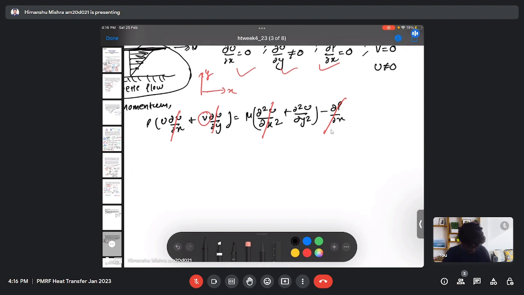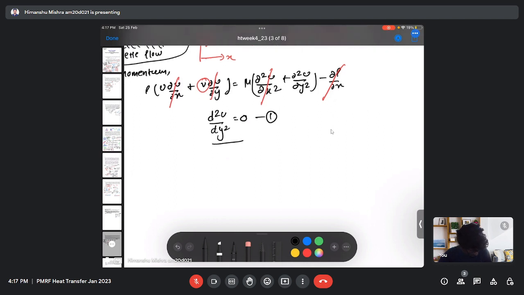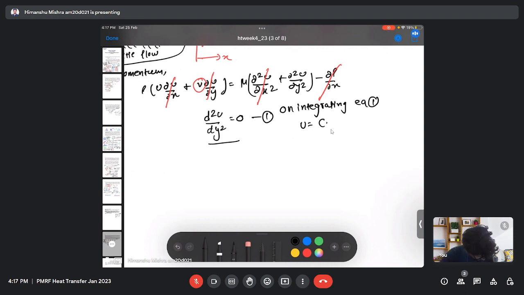So we will have, so now this is the governing equation for the fluid flow. So to determine the velocity profile of the fluid flow, we need to integrate equation 1. So on integrating equation 1, I'm just directly writing the solution.